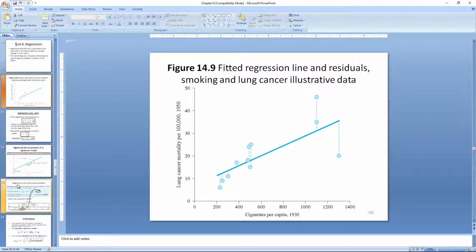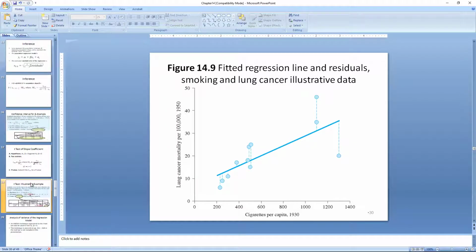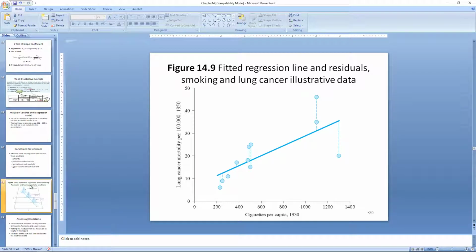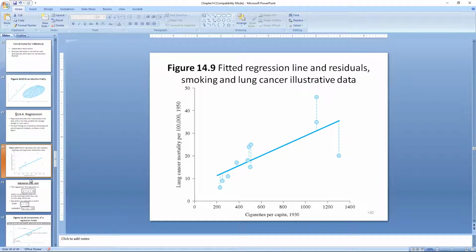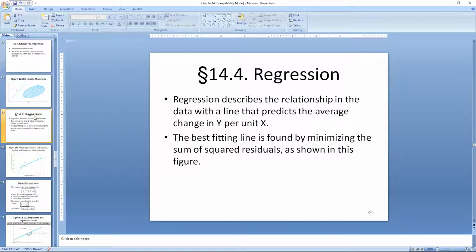Everything after that point, I'll leave the slides up for you to look at, but it's not necessary to know, and then I will get another video up going over some of the homework problems for the week that go into a little bit more detail. So with this, we're trying to predict the average change in y per unit of x.